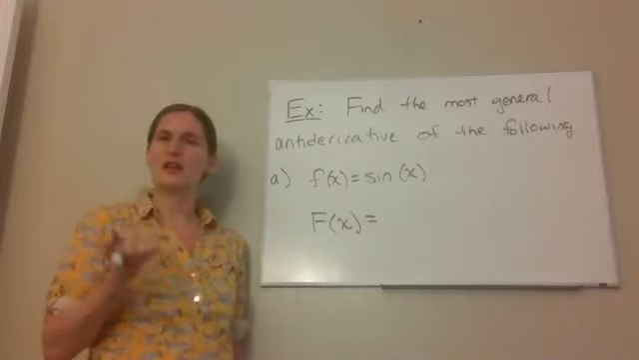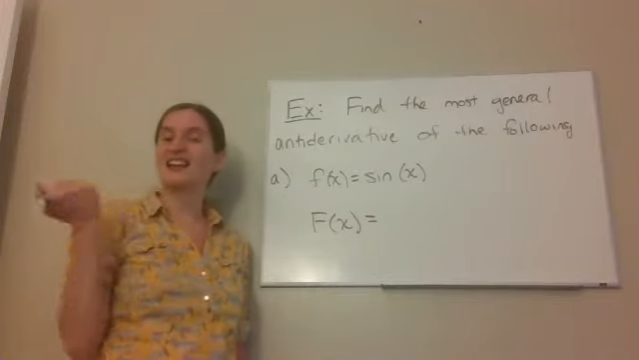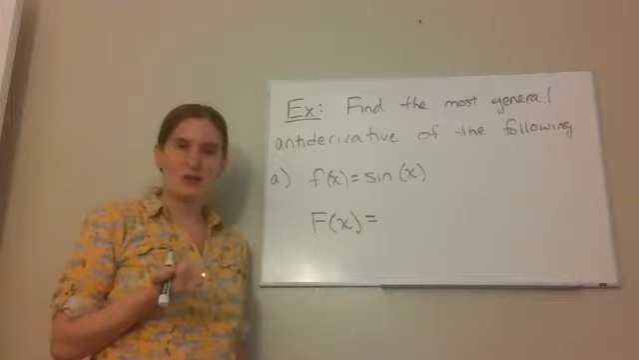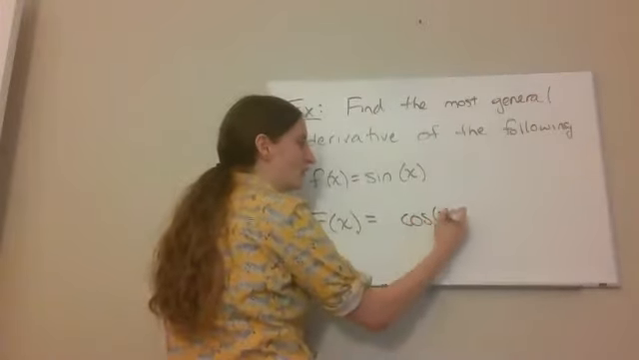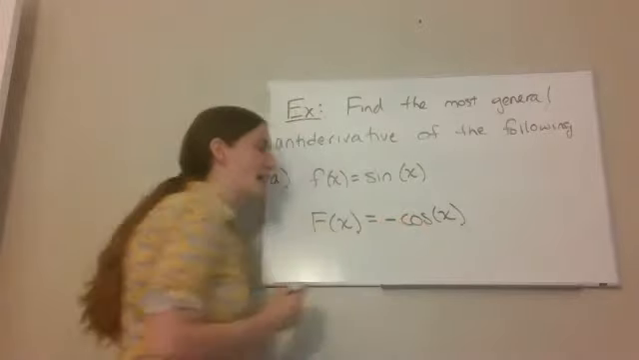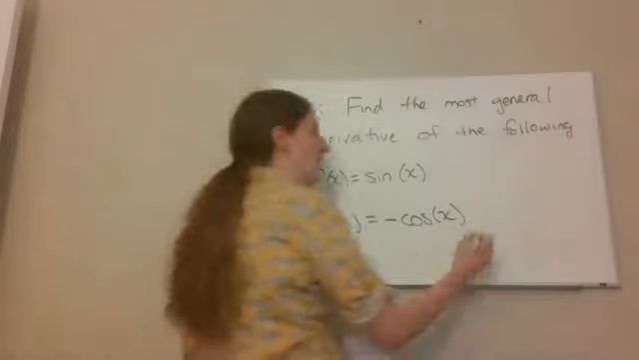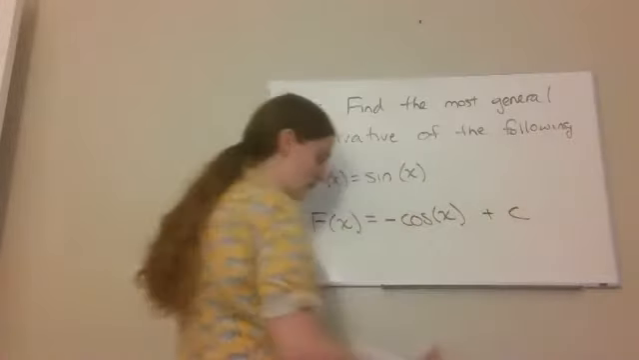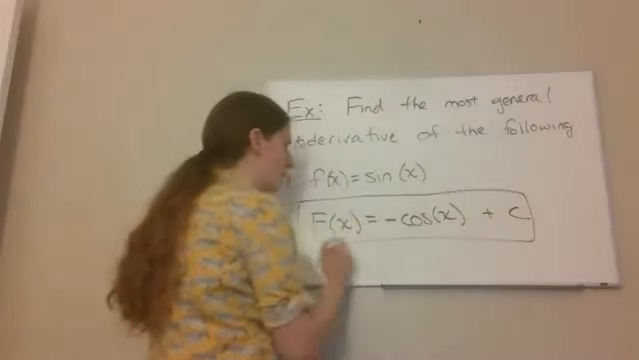We know that if I take the derivative of cosine, I get negative sine. So I'm going to need a cosine here so that I get a sine function, but it's going to have to be negative so that the derivative ends up being positive sine. And then I need my plus c to make it the most generic version of an antiderivative that I can.